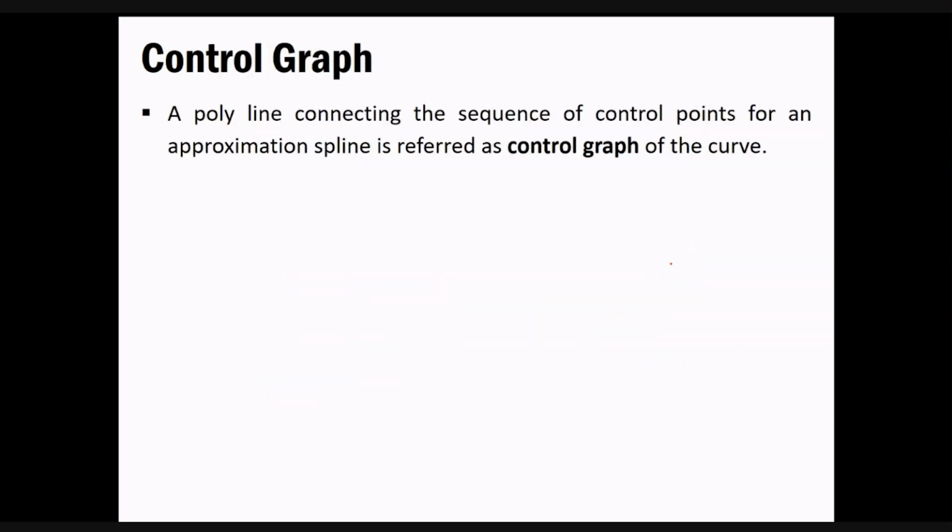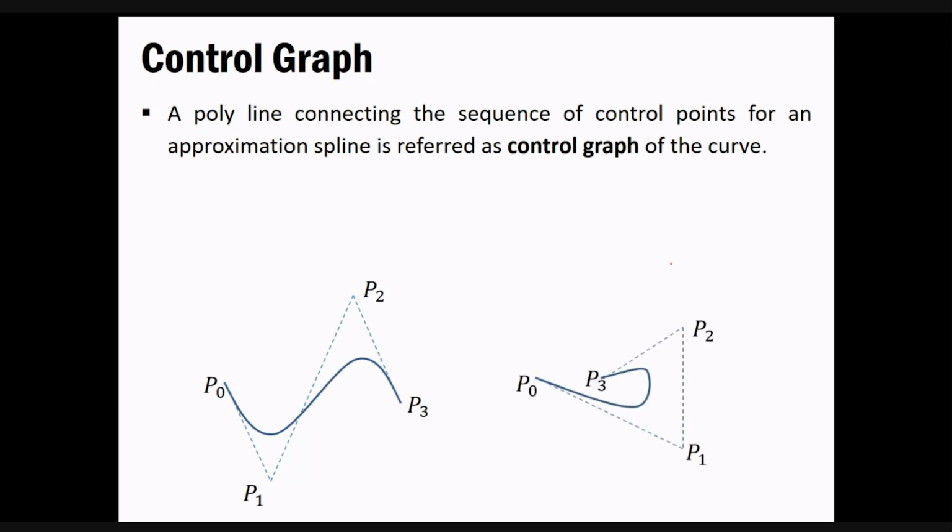Now control graph. A polyline connecting the sequence of control points for an approximation spline is referred to as the control graph of the curve. Okay, so a polyline connecting the sequence of control points for an approximation spline. So now you already know what is control point. You already know what is this approximation spline. Okay, and it is referred to as a control graph of the curve.